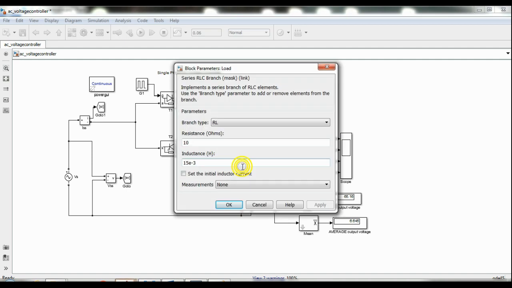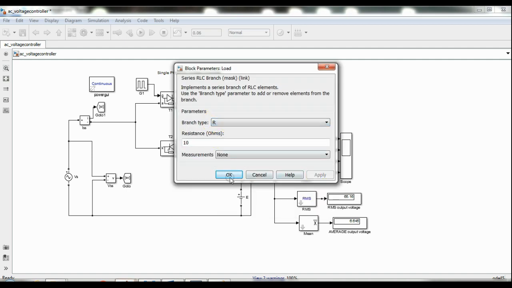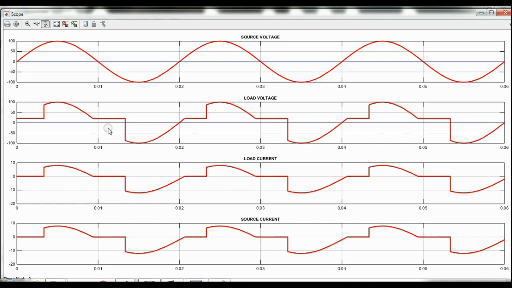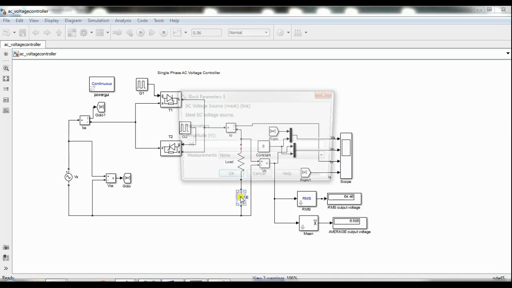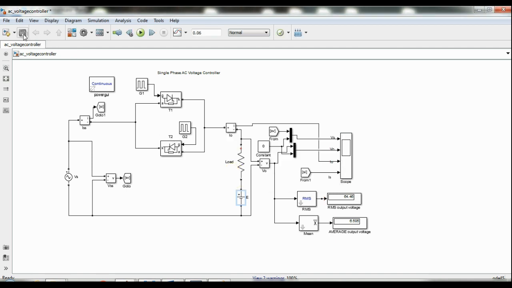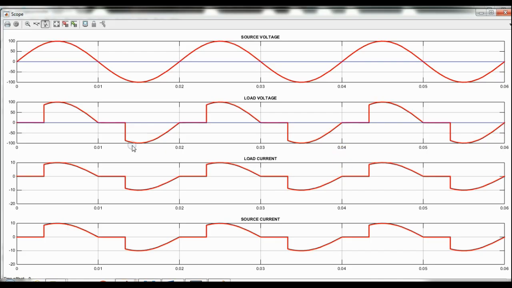Next we can do modifications. If you want only R, you can place R, apply, OK, save it, and run it. Now you can see this is RE, because I am not changing E. If you change E to 0, apply, OK, now it is only R load. Now you run it and you can observe the waveform. Okay, this is simply R.